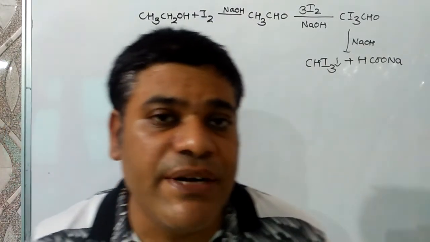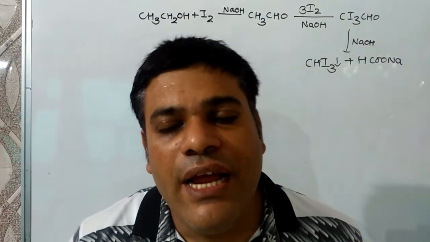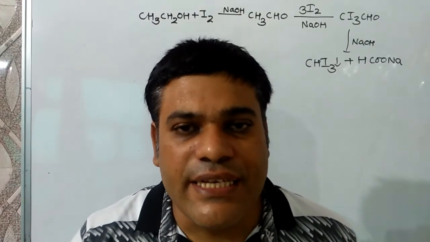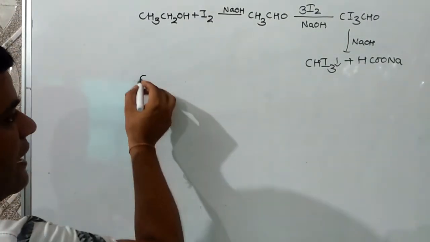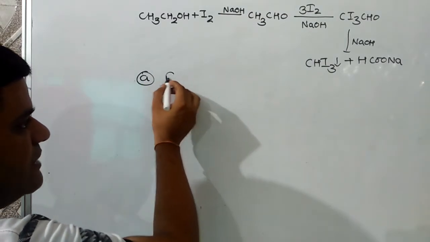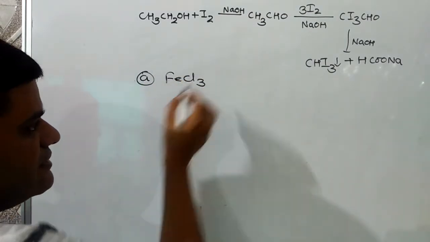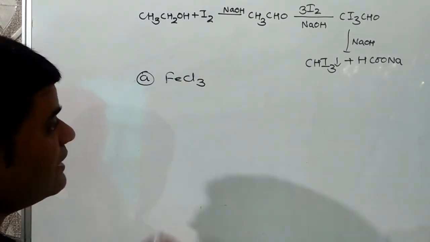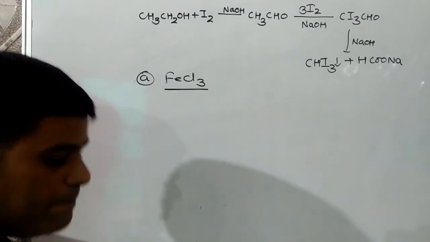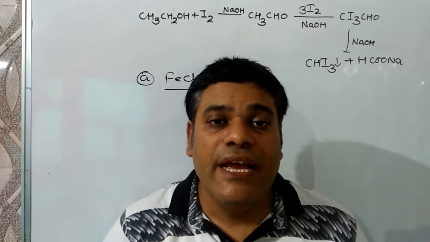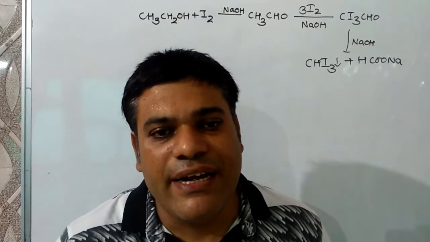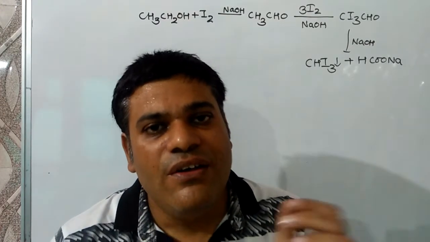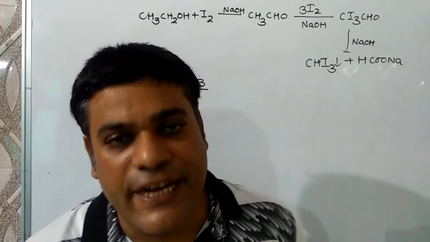Next will be distinction between phenol and carboxylic acid. Phenol and carboxylic acid can be distinguished from each other by 3 tests. The first one will be the ferric chloride test. Here phenol will produce a dark violet coloration due to formation of ferric triphenoxide.